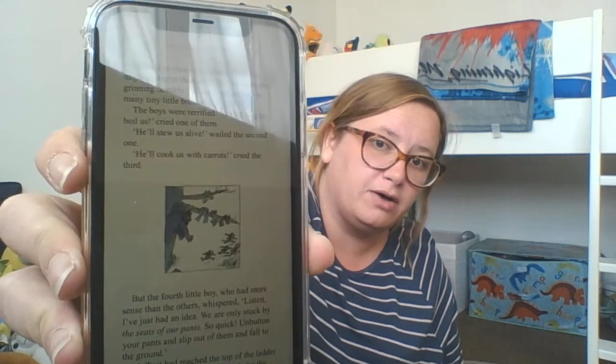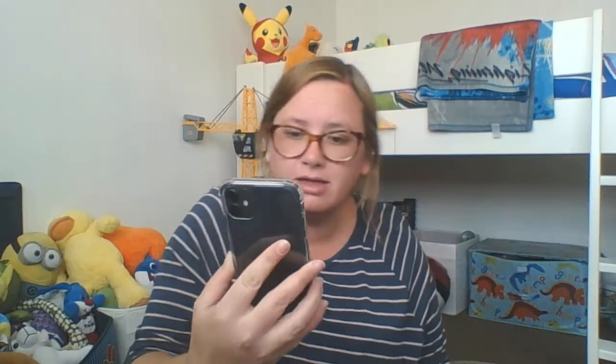But the fourth little boy, who had more sense than the others, whispered, "Listen, I've just had an idea. We're only stuck by the seats of our pants. So quick, unbutton your pants and slip out of them and fall to the ground." Mr Twit had reached the top of the ladder and was about to make a grab for the nearest boy when they all suddenly tumbled out of the tree and ran for their homes with their bottoms showing. Oh my goodness, and here is a picture of the children running away from Mr Twit.